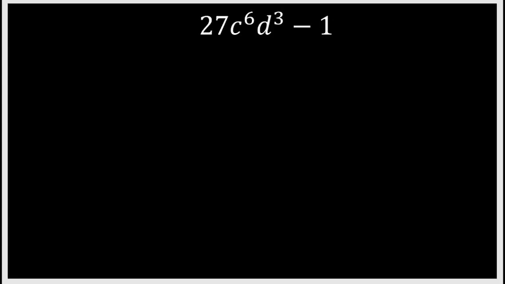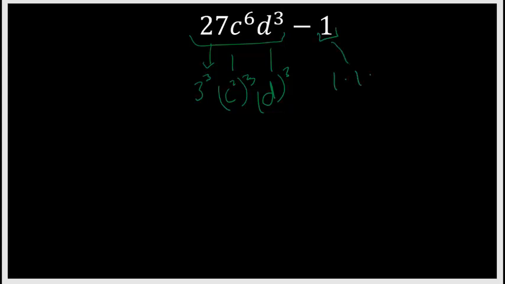So the first thing we look at is term 1. In term 1, we have 27, which is 3 cubed, c^6, which is c squared to the power of 3, and d^3, which is d to the power of 3. So over here we know that the green section is a cube. On our right hand side we've got the 1, which is 1 times 1 times 1, or 1 cubed. So we've got 2 cubes. Great. So we know we've got cubes. We look at our sign. Our sign is a minus, so we know that we have a difference of cubes.